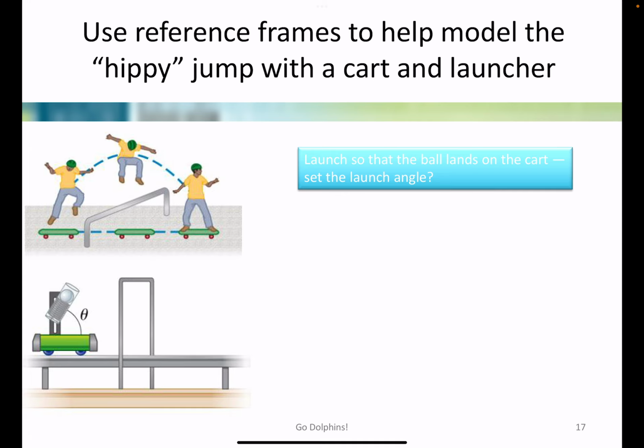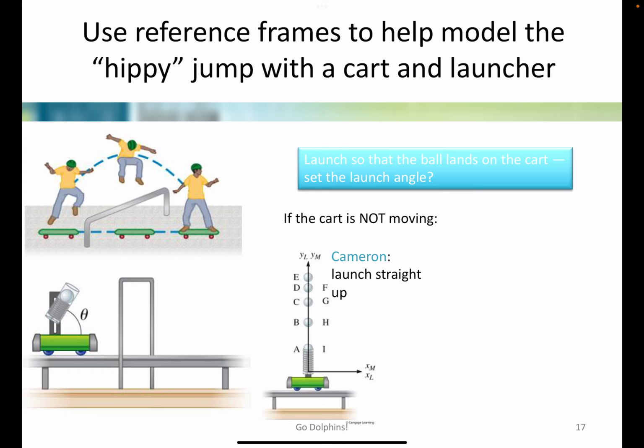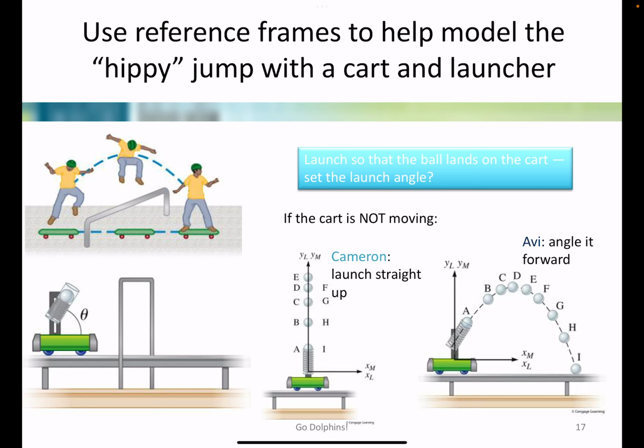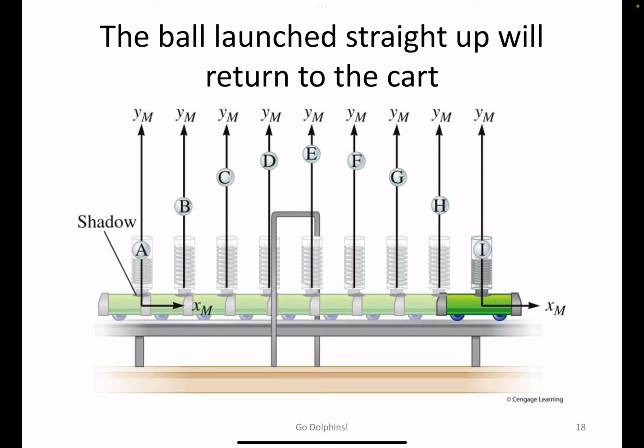We can model this with a cart that has a ball launcher. If the cart is moving, what angle should we set to have the ball land back in the cart? If the cart isn't moving, we obviously launch it straight up. But what if it is moving? Should we angle the launcher forward in order for the ball to come back to the cart?